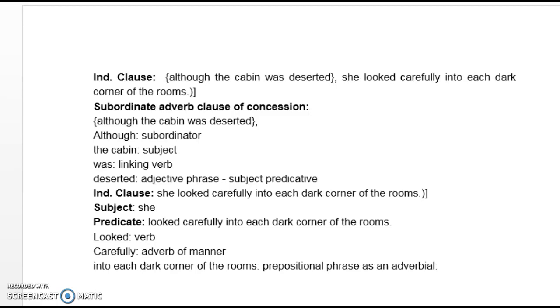Then you have the rest of the independent clause, or the other independent clause, and you have she looked carefully into each dark corner of the rooms. The subject here is she, the predicate is all the rest, looked carefully into each dark corner of the rooms. Looked would be the verb, carefully is an adverb of manner, and into each dark corner of the rooms is a prepositional phrase as an adverbial. Remember that it is not necessary to analyze each of the words in all the clauses, in all the phrases.